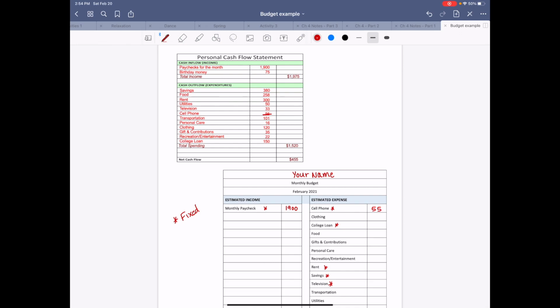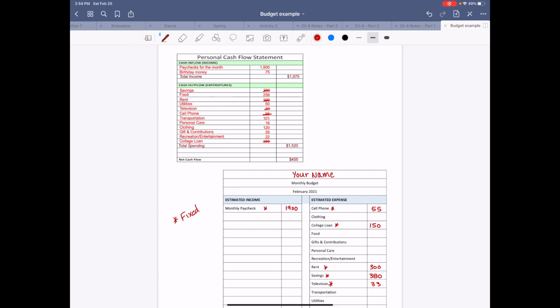Our college loan, which is right down here, $150. We're going to pay that every month. And our next fixed is rent. Our rent is $300. Our savings, $380. And television is $33. So those are our fixed expenses.